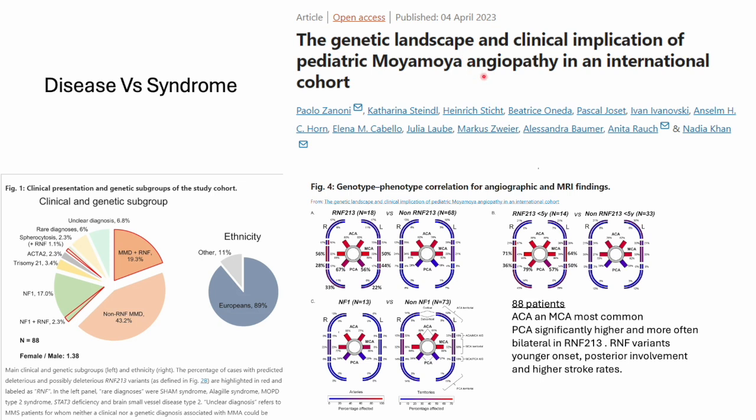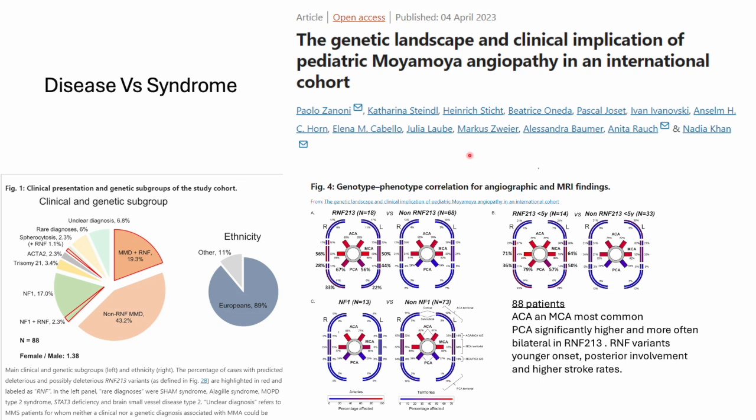So this is a very interesting study actually performed in Switzerland by the University of Basel, which looks at the genetic landscape and the clinical implication of pediatric moyamoya arteriopathy. They look at an international cohort, and they try and subtype each type of moyamoya arteriopathy as they find it. So they found that 19% of the population had the RNF213 susceptibility gene. They found that 43% of their population were non-RNF moyamoya disease, and the rest, or as we know them, moyamoya syndrome, were caused by things such as NF1, trisomy 21, spherocytosis, and other rare diagnoses.